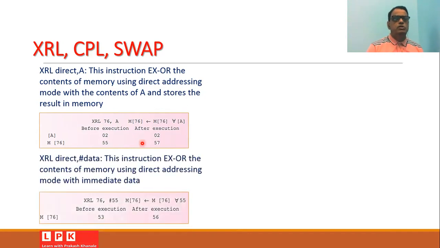Another form of the instruction is XRL direct comma hash data, where the given data is exclusive ORed with the memory location. If XRL 76 comma hash 55 is given, and if 76 contains the data 53H, then after the execution of this instruction, we will get the data in the memory location as 56H.